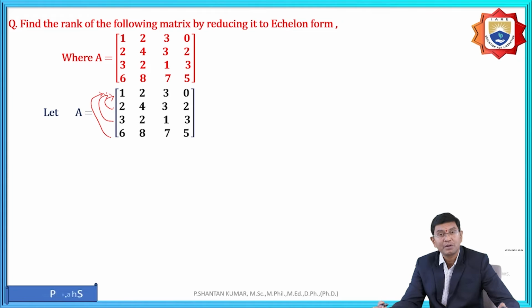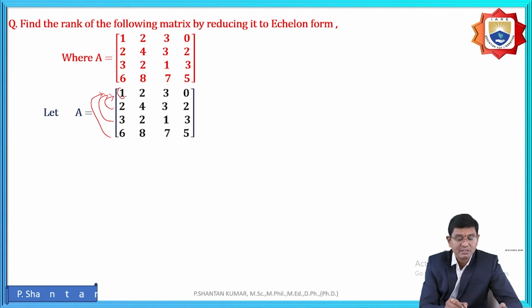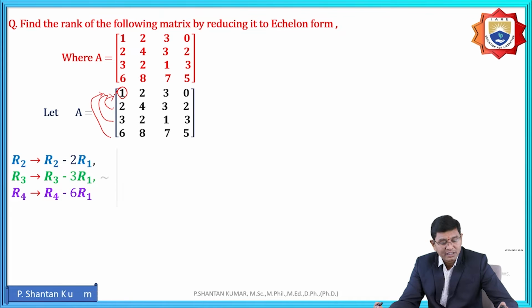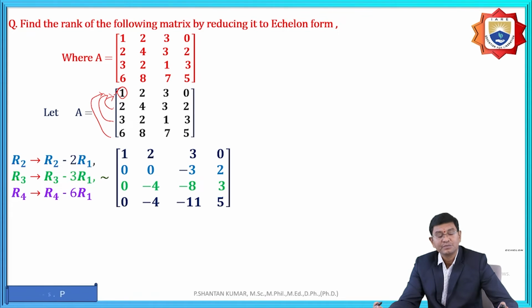By using these operations with the key element 1, the first row has no changes, therefore 1 2 3 0. The second row will clearly be 0 0 minus 3 2, then 0 minus 4 minus 8 3, and 0 minus 4 minus 11 5.